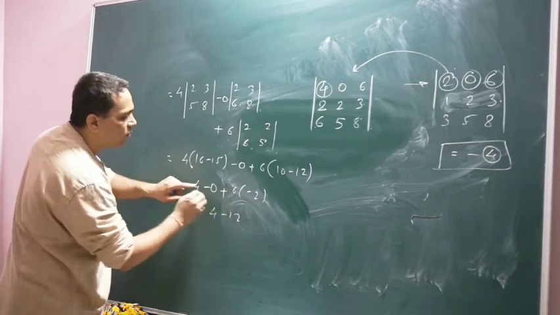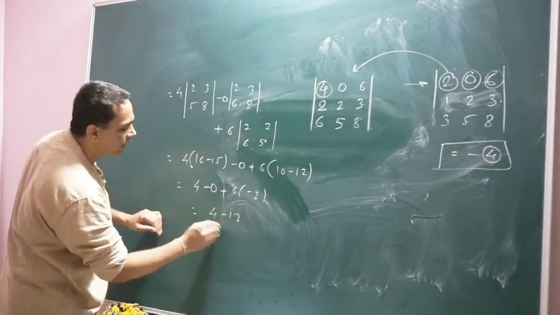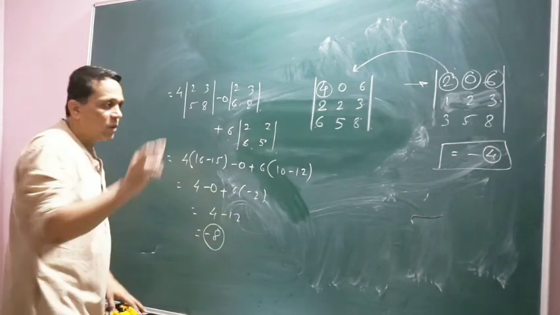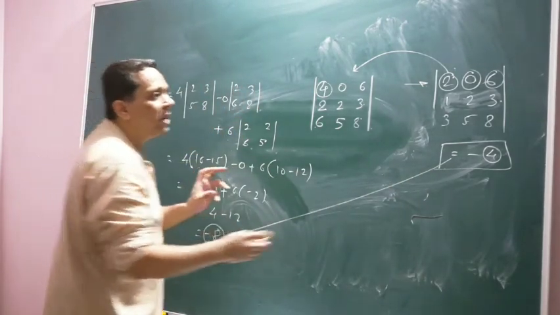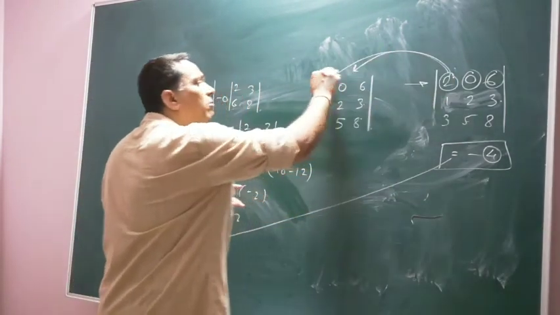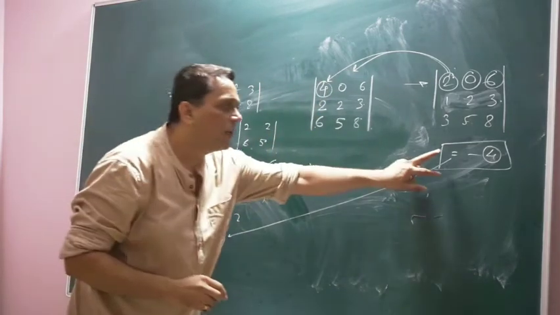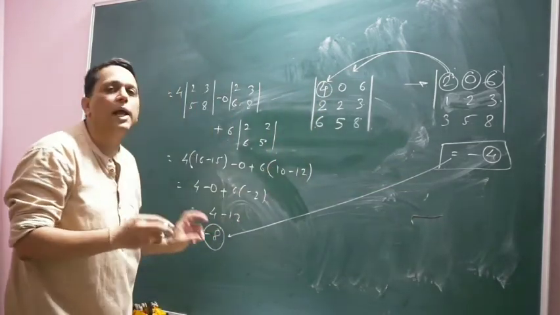So this is 4 minus 12. So the value is minus 8. The original value was minus 4. So as we multiplied our first column by 2, the value of the determinant was also multiplied by 2.